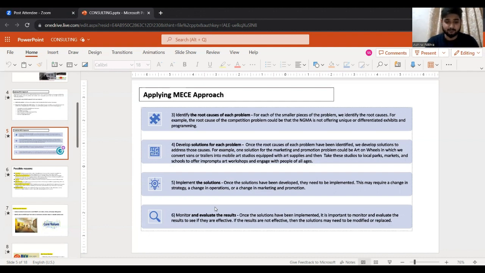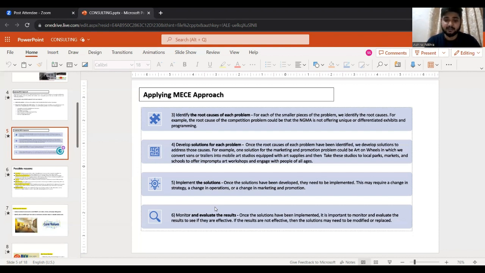Now comes the creative part. In step 4, we are going to come up with ideas to fix each of these problems. For example, to solve the problem of marketing, we have come up with the idea of Art on Wheels, in which we convert vans or trailers into mobile art studios equipped with supplies, and then take these studios to local parks and markets where we can engage people of different ages, get their feedback, and tell them about our gallery, and learn how our gallery is doing.